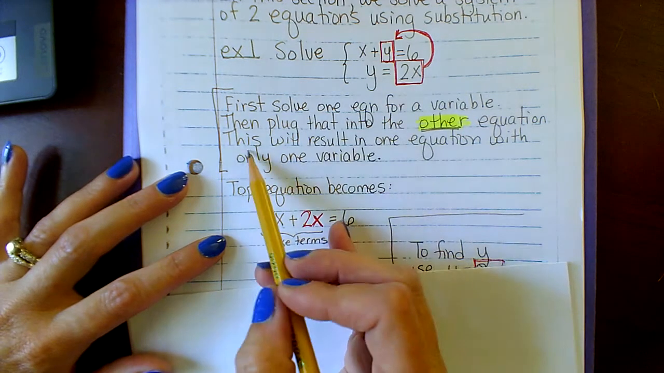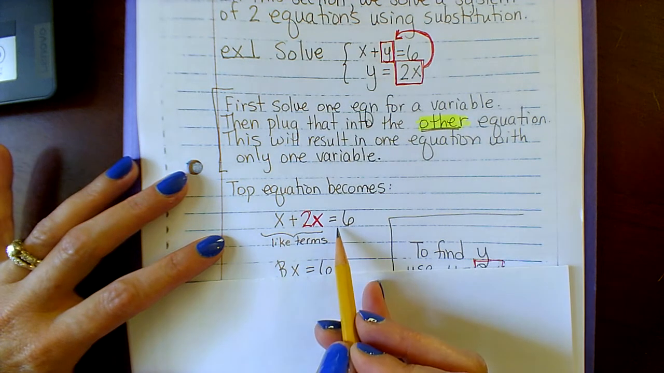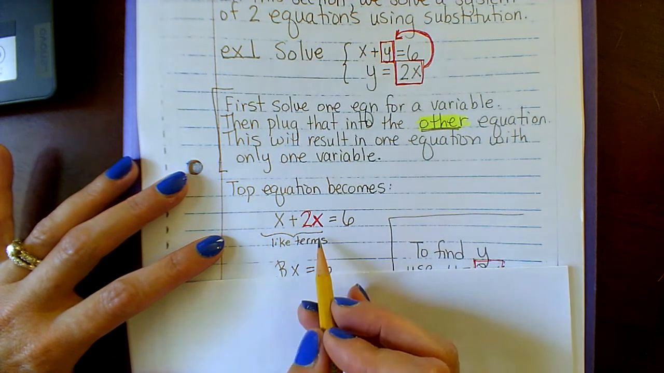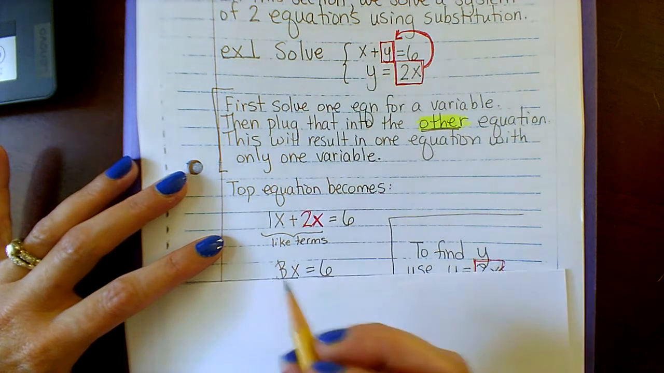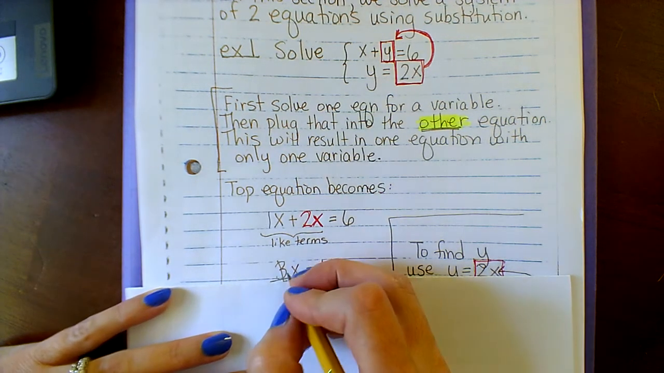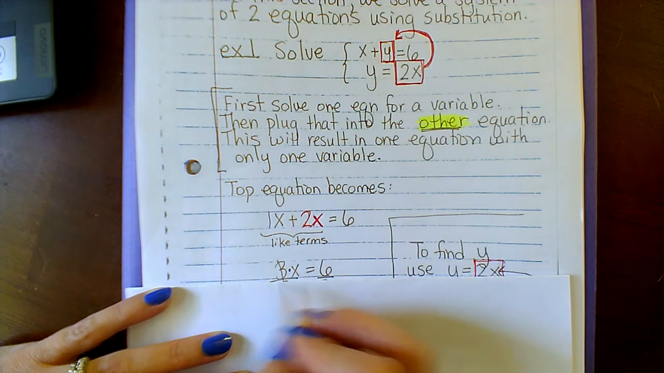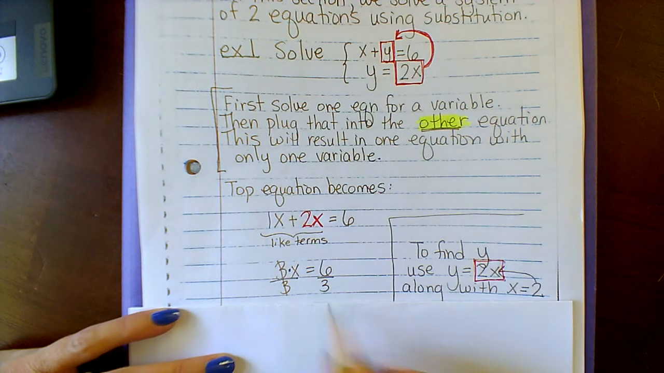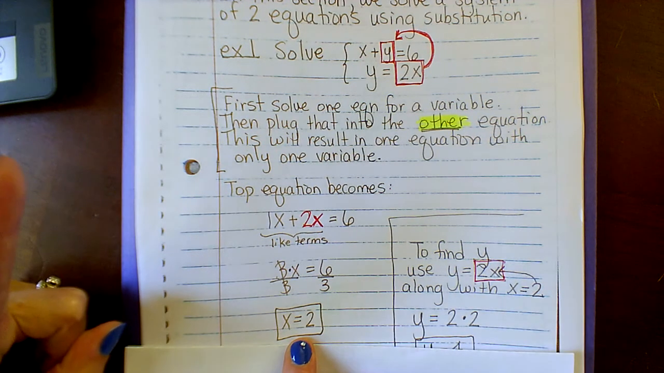As predicted, this results in one equation with one variable. You guys know what to do with this, right? These are just like terms. That has a coefficient of 1. It's understood to be there. So that becomes 3x equals 6. Because that smushing right there implies multiplication, we're going to undo it by dividing both sides by 3. 6 divided by 3 is 2. That's part of our answer.